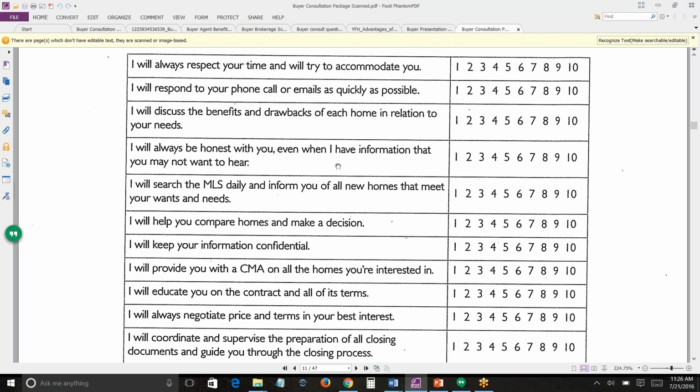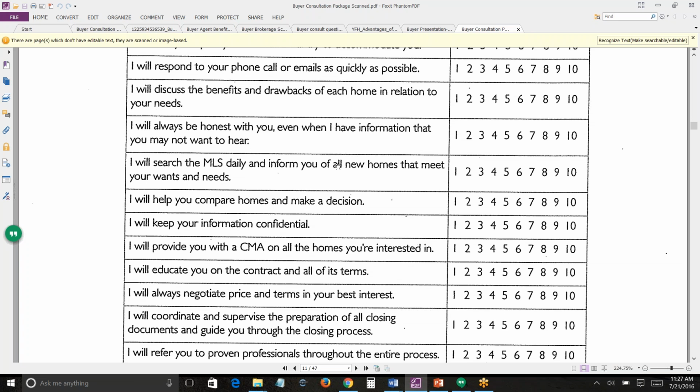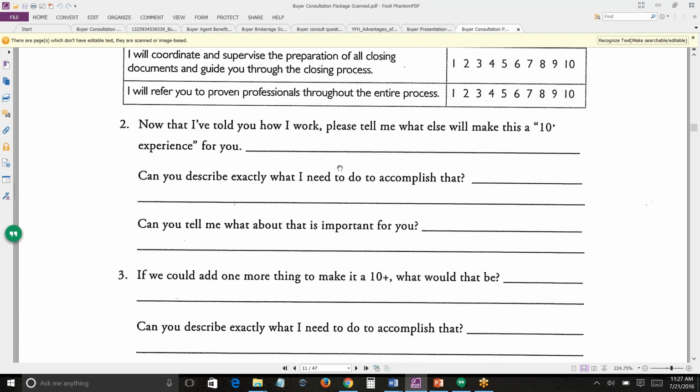All right? And so I'll educate you on all these terms, I'll coordinate and supervise. And I've had people say, oh, they're all. Now that I've told you how I work, please tell me what else will make this a 10+ experience. The biggest complaint that people have with real estate agents is lack of communication. Biggest complaint, number 1, lack of communication.